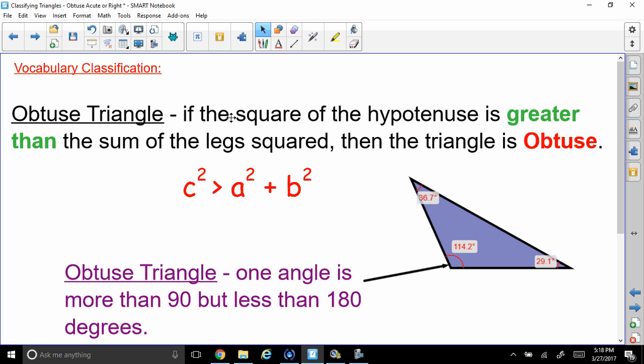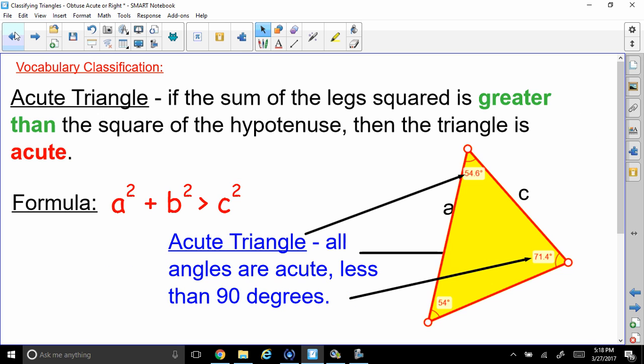Obtuse triangle: if the square of the hypotenuse is greater than the sum of the legs squared, then the triangle is obtuse. Sorry. So here we have side C, the hypotenuse, and its square is going to be greater than the legs squared. So when we have that, we have what's called an obtuse triangle. One of the angles is more than 90 degrees but less than 180 degrees. So let's go back again to our right triangle.